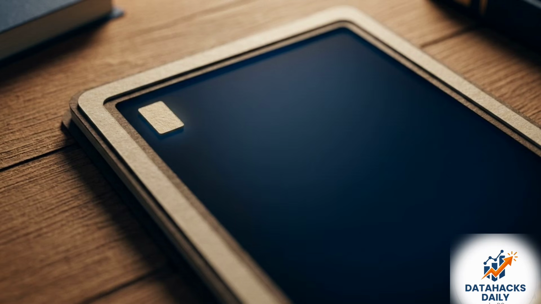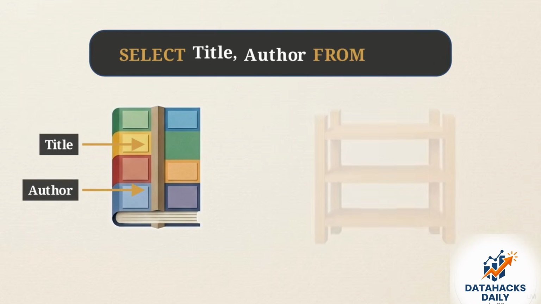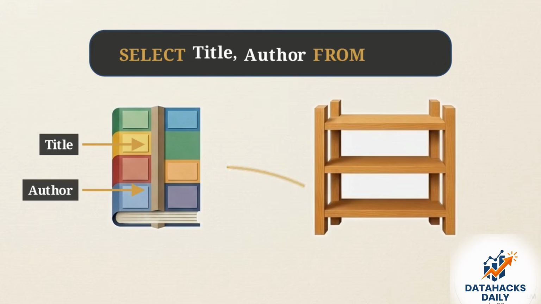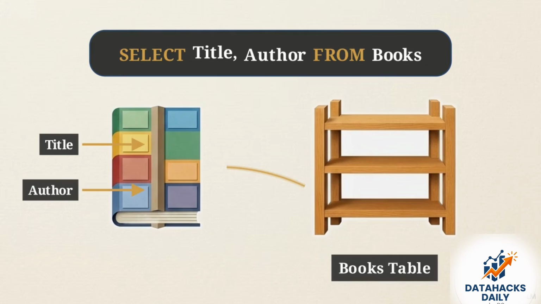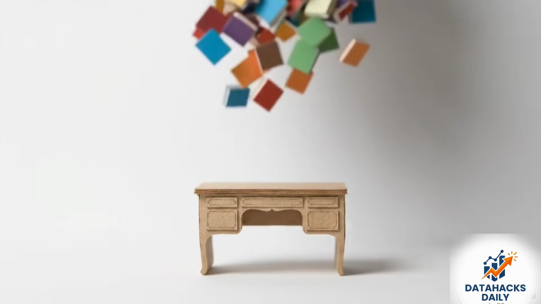We do this by building a single sentence, one command at a time. We start with select, telling the librarian which details to look at, like a book's title and author. Next, we add from, pointing the librarian to the specific section or table to search in. Here, we use the books table. But if we stop our request here, we have a problem.